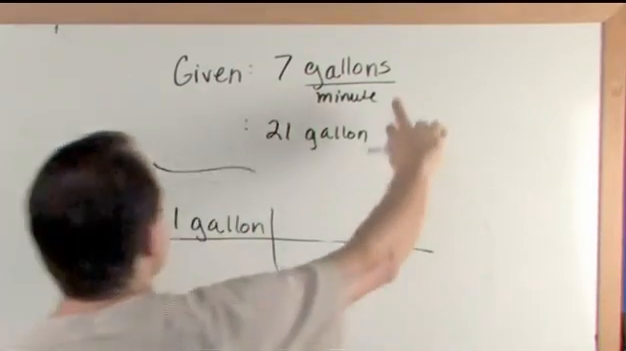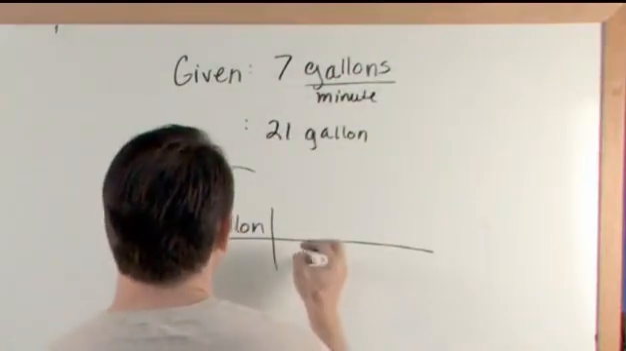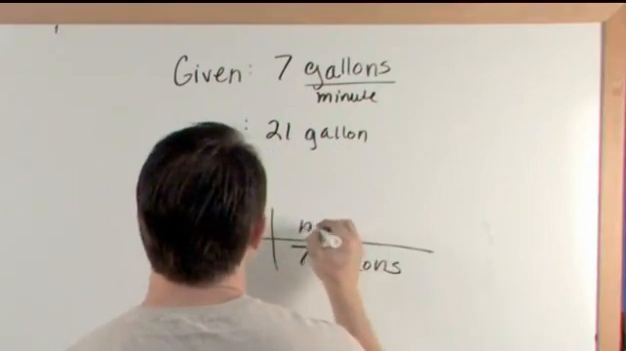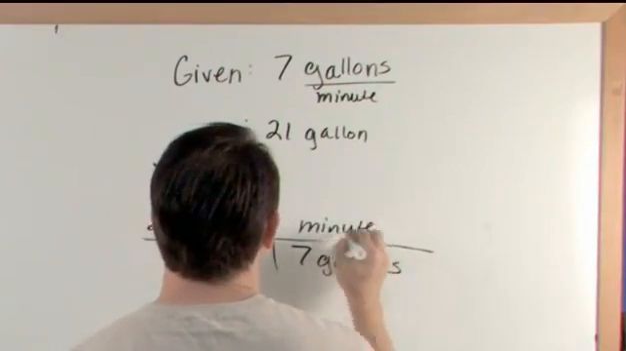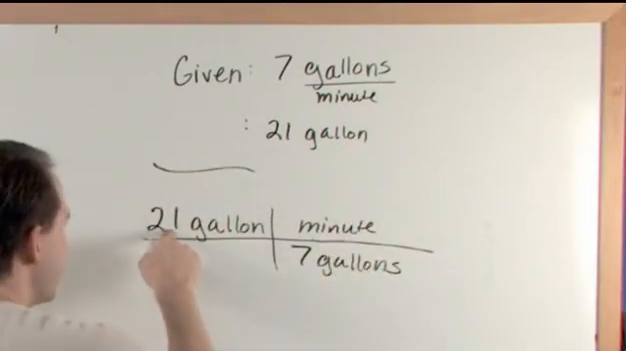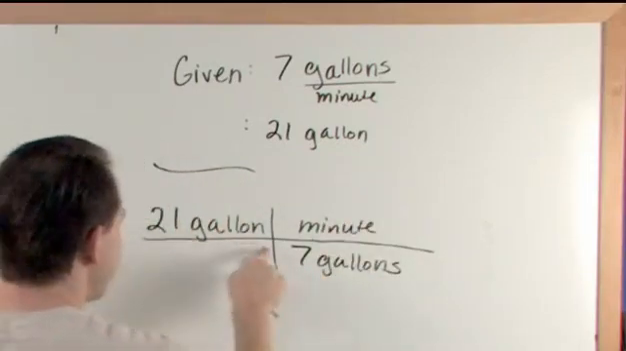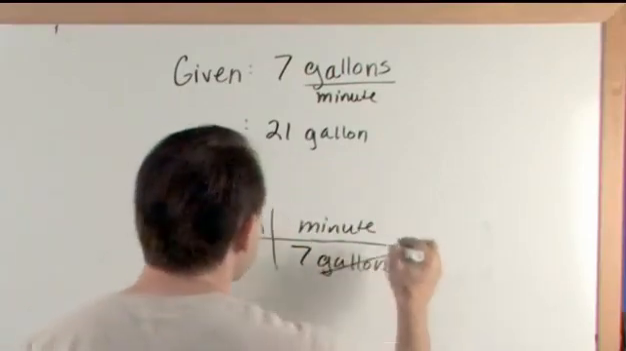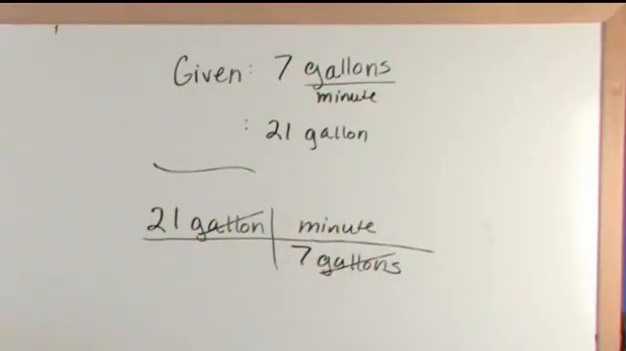So, since we tried it that way, let's try it the other way. We can write 7 gallons per minute. I can write it that way. It's the same thing, I'm just flipping it over, because now I'm doing division. 21 divided by 7. I'm doing division. And now that gallons is on top with gallons on the bottom, they disappear. And now I'm left with minutes.